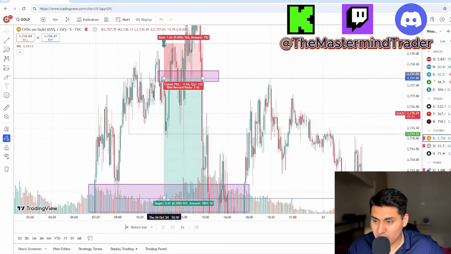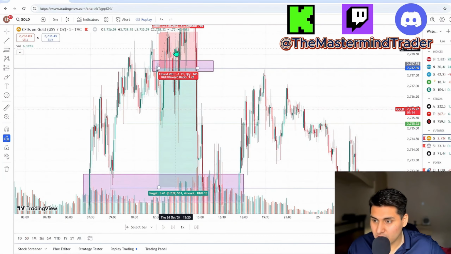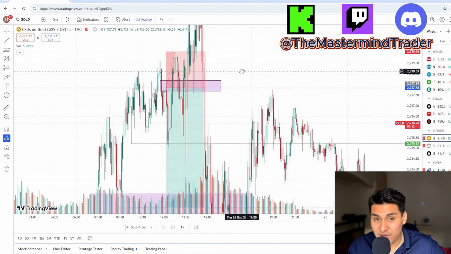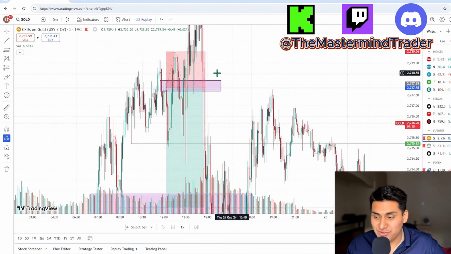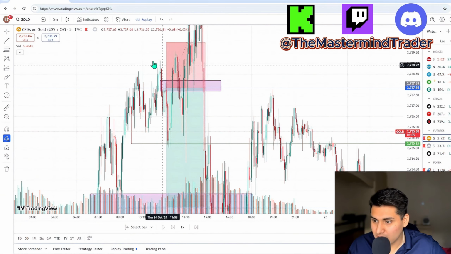And then I should have probably moved my stop loss to break even, but to be honest, I did not move my stop loss to break even. So I left the trade running. That was a big fail on my part. I did not move the stop loss to break even. So definitely something to always remember when you're trading.